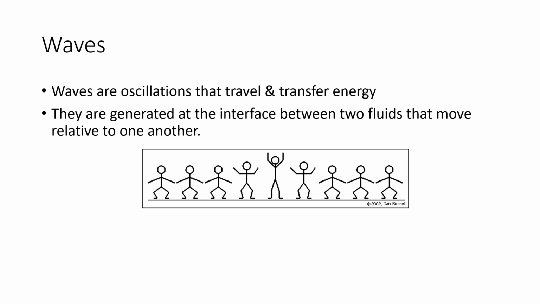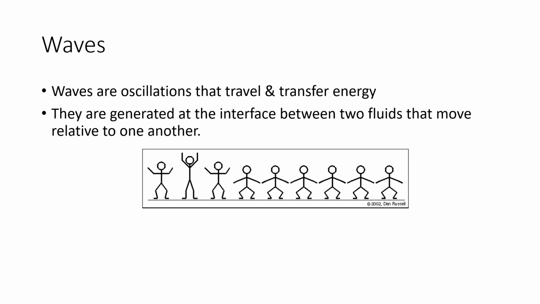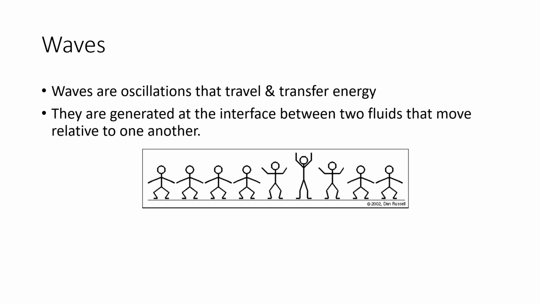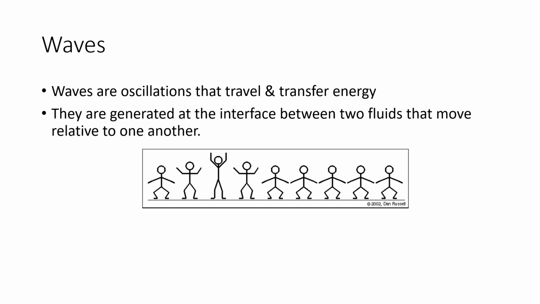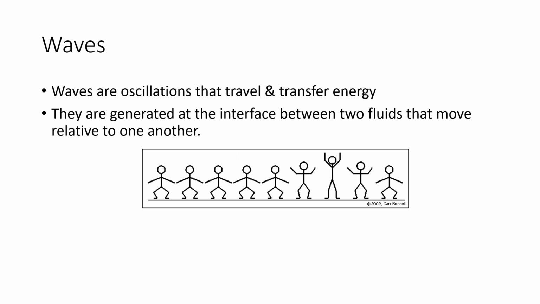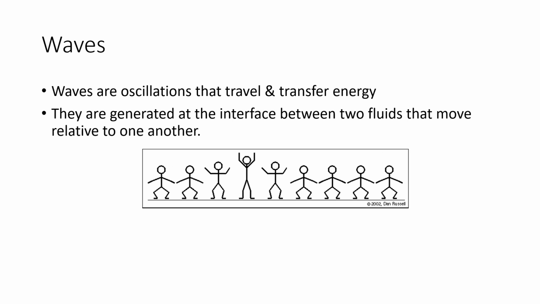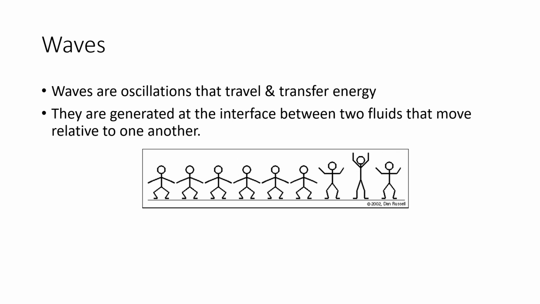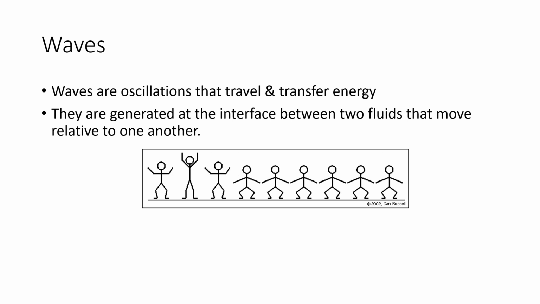Specifically for coastal waves or ocean waves, they are generated at the interface between two fluids, one which is the water itself and the other one is the air. It is this wave that forms at the interface that travels and transfers the energy, typically from the offshore region to the coastal region.